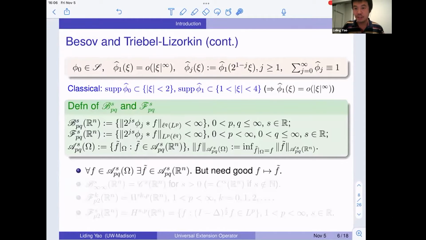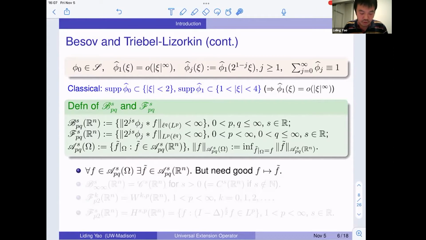So if you are familiar with the definitions of Besov space and Triebel-Lizorkin space, you probably see that we are using a different kind of characterization of Littlewood-Paley families. In the classical setting, for Littlewood-Paley family functions, we require the Fourier transform to be compactly supported. Later, I'm going to show you that in our setting, this kind of classical definition does not work well when we talk about the extensions.